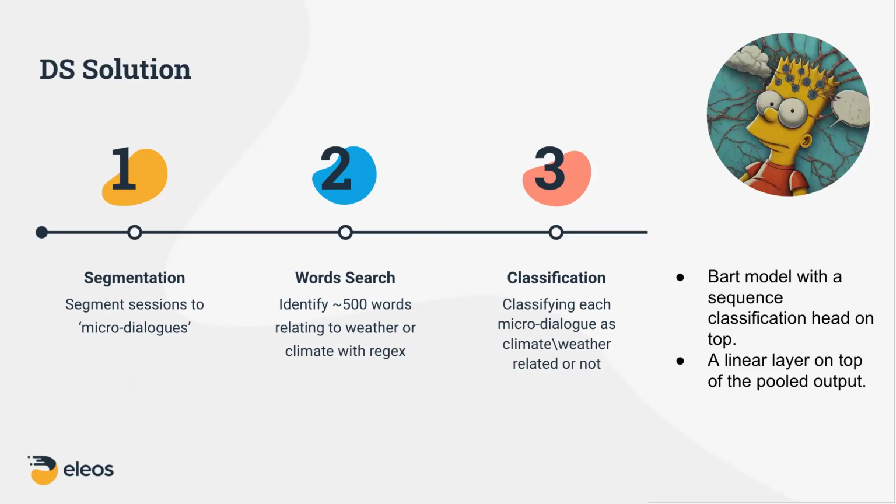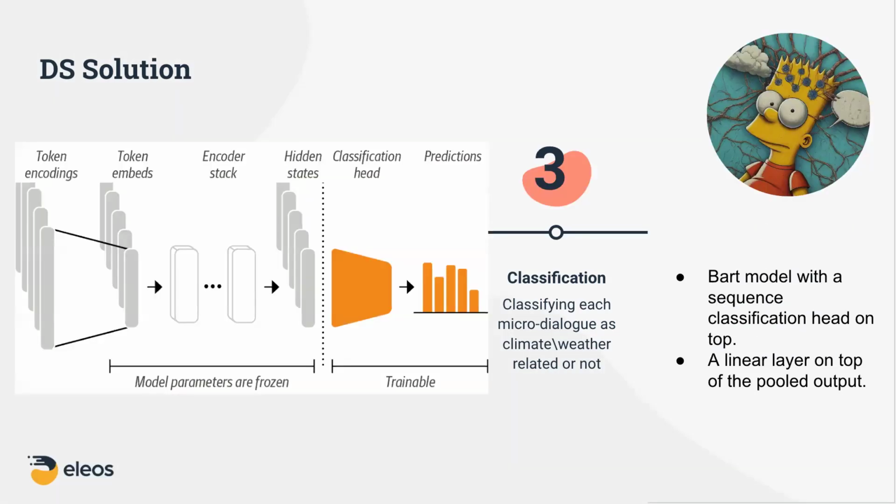And obviously, the word search is not enough. So for this paper, we fine-tuned a classifier. This classifier was based on a BART model that was originally fine-tuned to summarize conversation. The idea is that the model already knows how to understand conversation. And what we did, we added a classification head on top of the BART model.